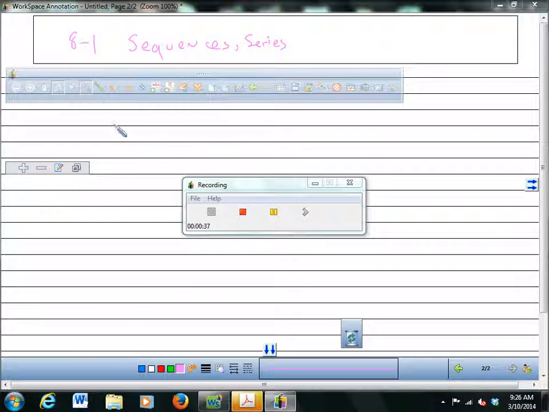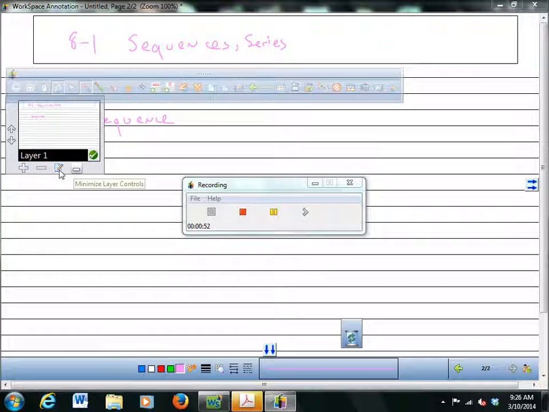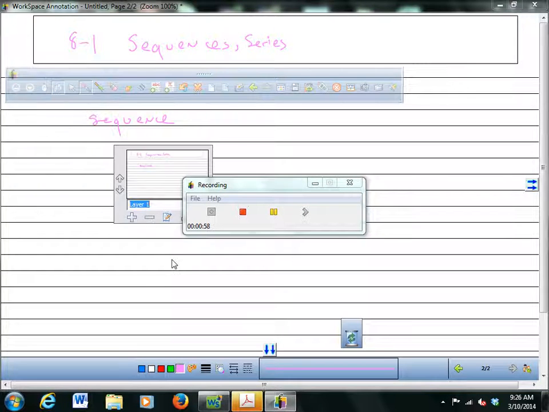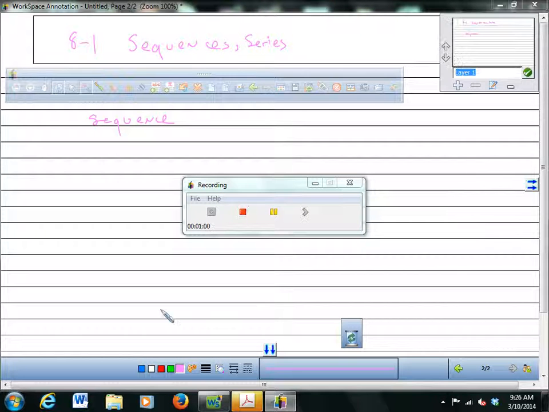So basically, a sequence is a sequence. Am I recording? Yeah, I'm recording. So a sequence. What does this do? Do you guys know what this does? What if I hit that button? What does this button do? Go away. Please go away somewhere. I don't know. All right.